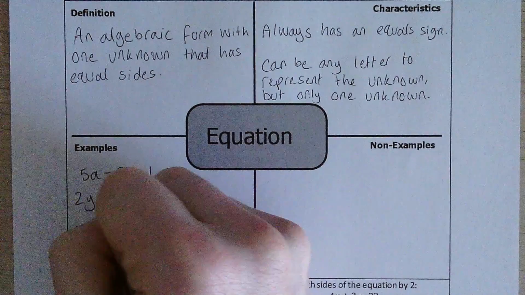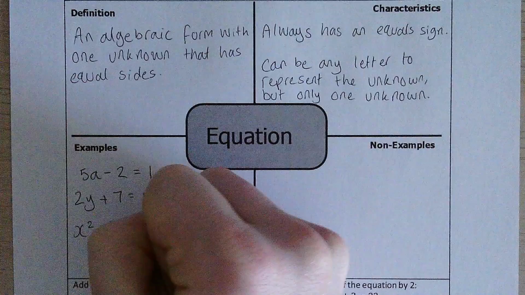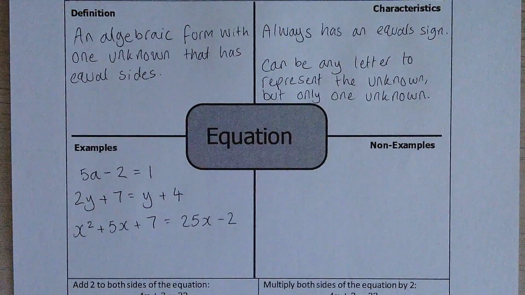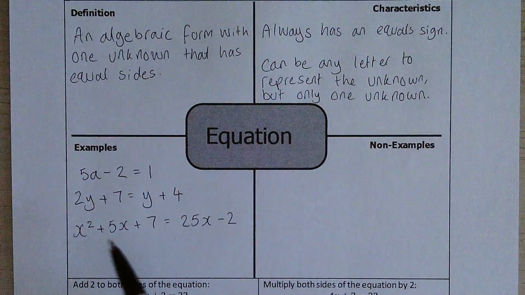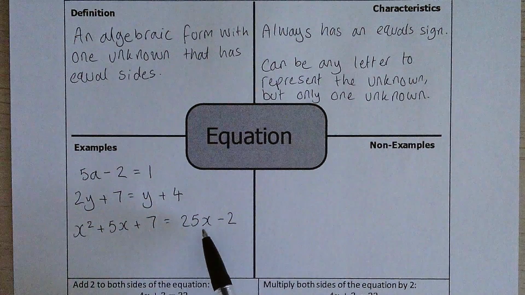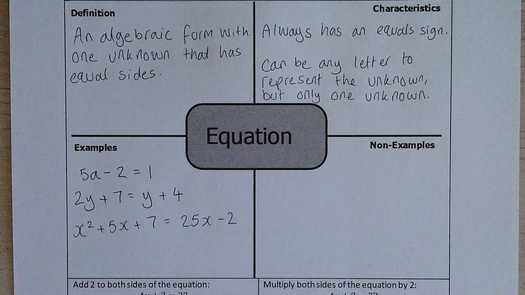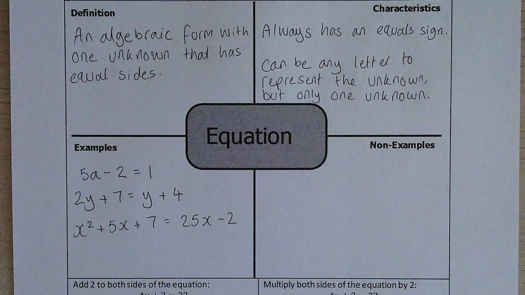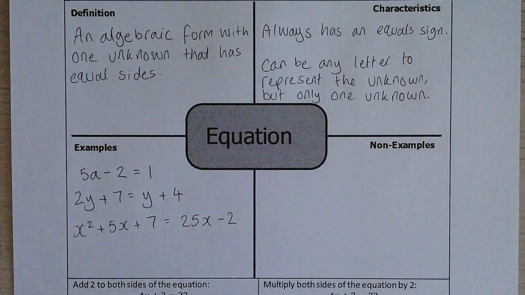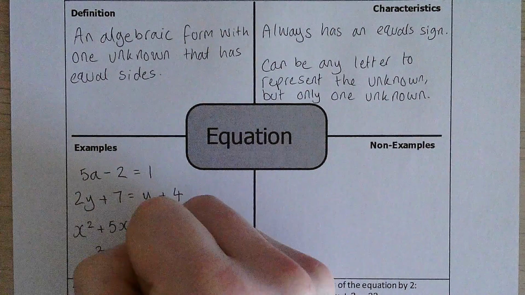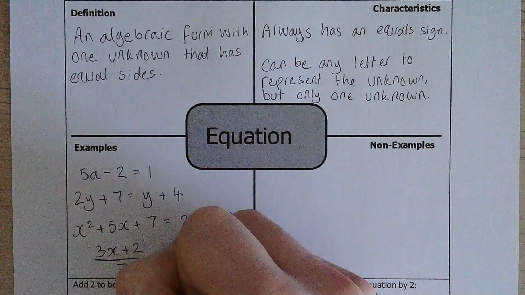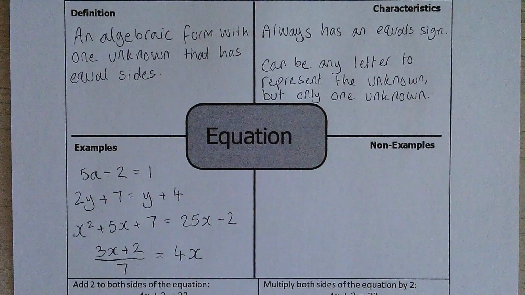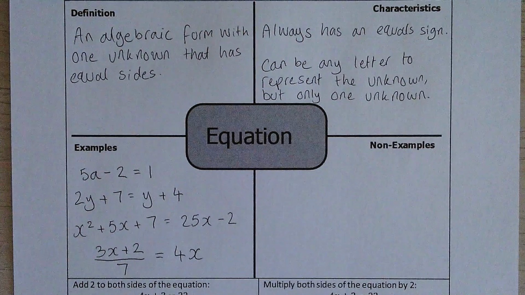Our next example is x squared plus 5x plus 7 equals 25x minus 2. Again, there are multiple variables, but all of them are the same letter, x, so there is one unknown, and again we have an equal sign, so this is an equation. And the final example, 3x plus 2 all over 7 equals 4x. Again, only one type of letter appears, and there's an equal sign, so we have an equation.